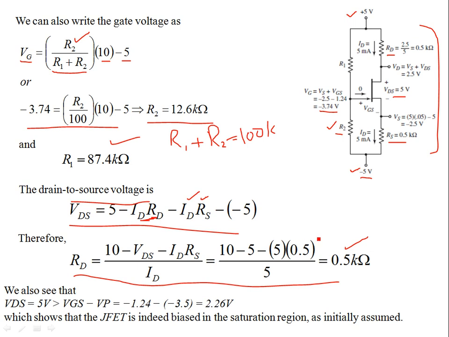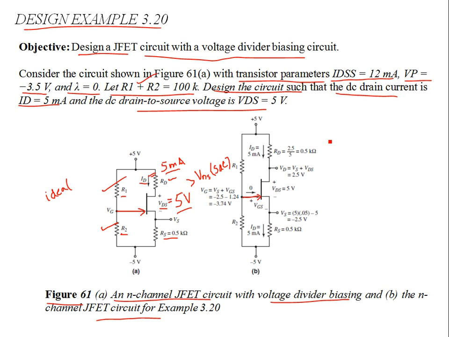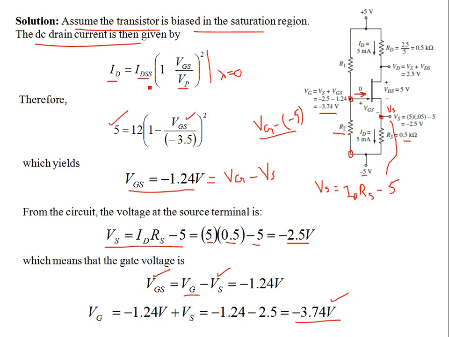Now, to check if we have done the analysis correctly: we started with an assumption that the transistor is biased in the saturation region, with this saturation current of 5 milliamps, and we started off with the saturation expression. If this is true, then VDS of 5 volts should be greater than VDS sat. If that is the case, then the above analysis is correct, and therefore the biasing resistances that we found are correct.